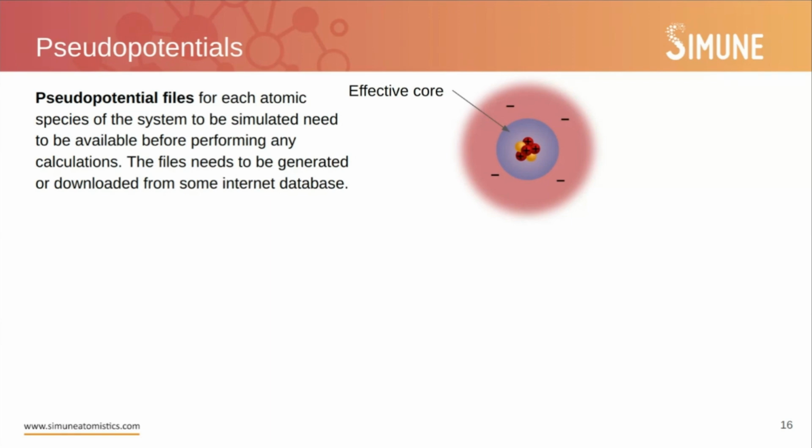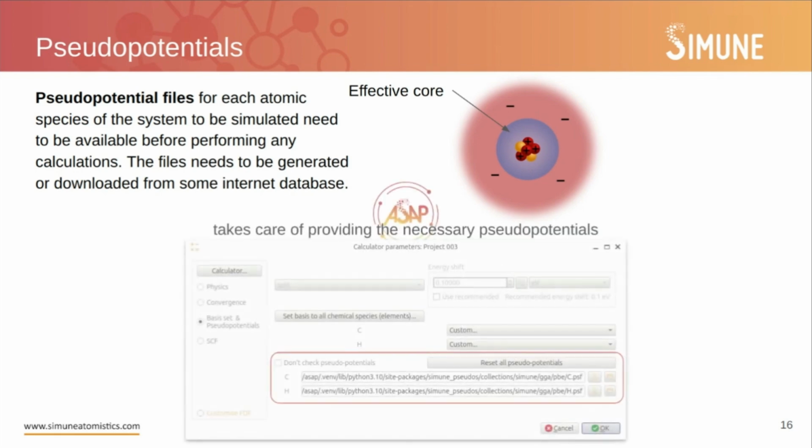I'd like to say a few words about pseudopotential and basis set, because those might be problematic settings when someone starts a new calculation. Pseudopotential files of each atom species of a system are necessary in order to perform SIESTA calculations and describe basically the effect of the core electrons in your system. Those files need to be generated by the user or downloaded from a database. In ASAP, we provide this database, so the user doesn't have to think about it.